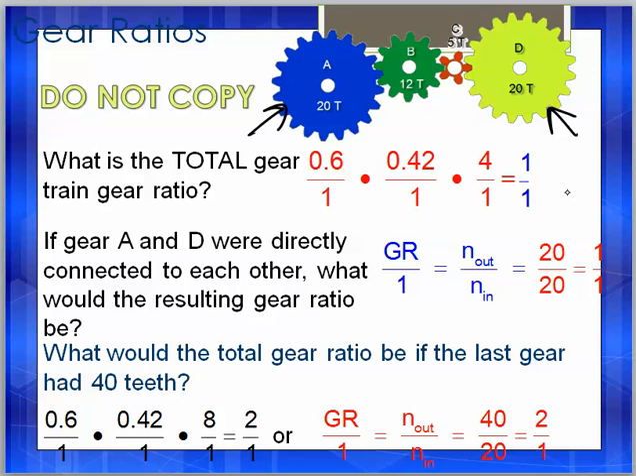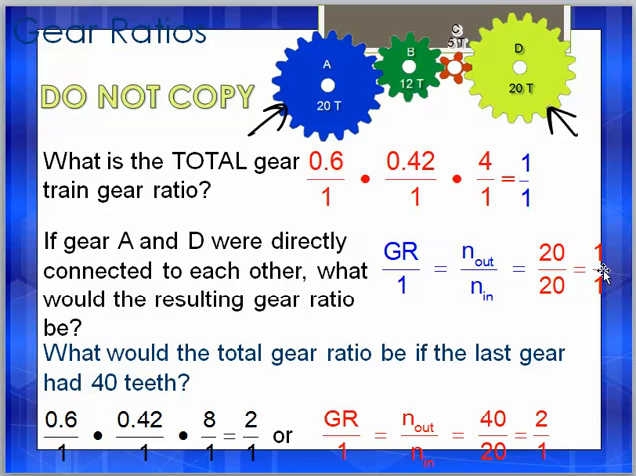The reason is, look at the first gear, we got 20 teeth. Look at the last gear, we got 20 teeth. So you could have simply said, what is my input versus the absolute last output, and it gives you 20/20 or 1:1.